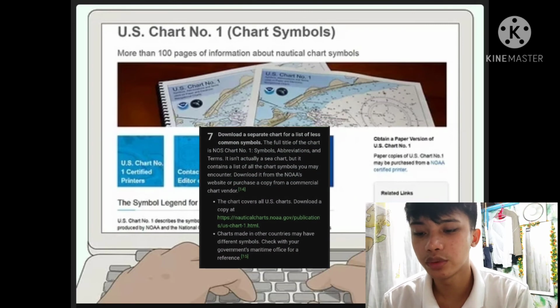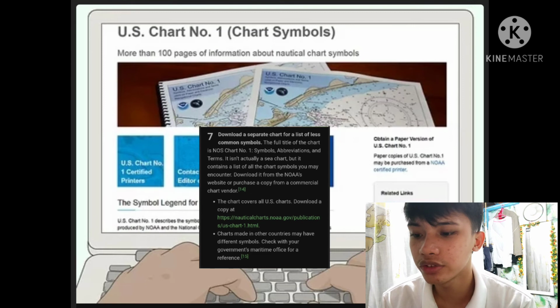So for the last one, number 7, download a separate chart for a list of less common symbols. The full title of the chart is NOS Chart Number 1, Symbols, Abbreviations, and Terms. It isn't actually a sea chart, but it contains a list of all chart symbols you may encounter. Download it from the NOAA website or purchase a copy from a commercial chart vendor.